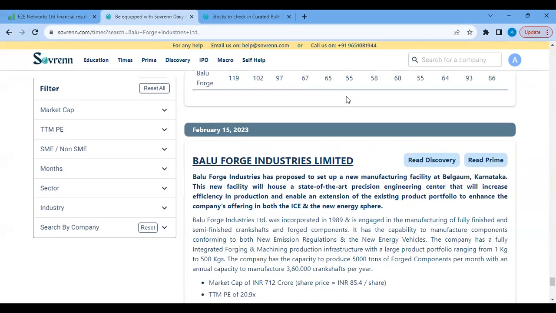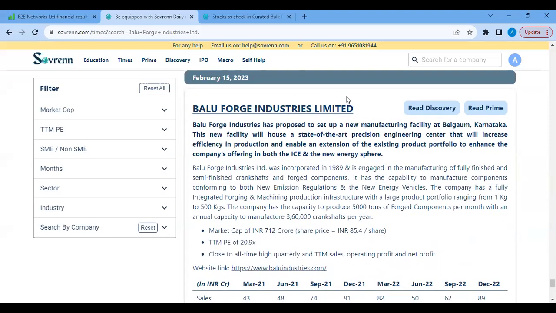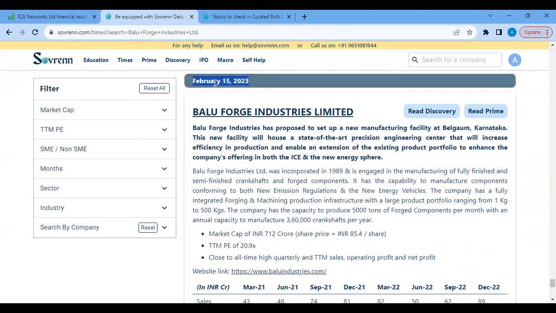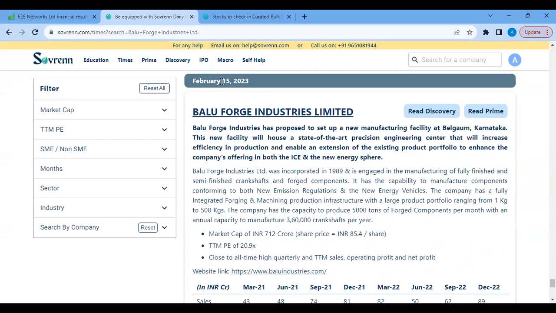Balu Forge. Okay, let us create a story around Balu Forge. On 15th February, they said that they will raise a facility in Belgaum. Greed may be the answer for buying. Reason for buying is to make money. Because the HNI expects the price to go up, greed is the answer, of course, but it's to make money. Simple. Can you see that Balu Forge wanted to set up?